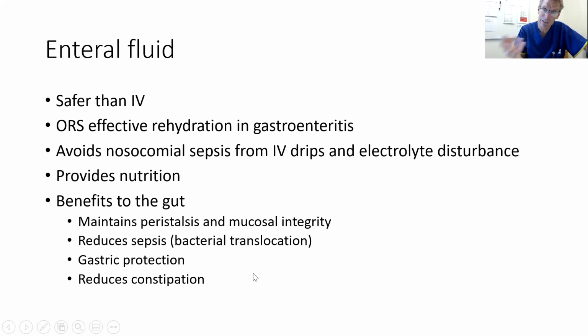If you don't feed patients for several days and they're sick with some severe infection, then they're likely to get very constipated. And so if you feed patients, you can keep their gut working. You need a healthy gut, and you need to keep feeding patients if you possibly can. And if it has to be down a nasogastric tube, then that's fine. Okay.